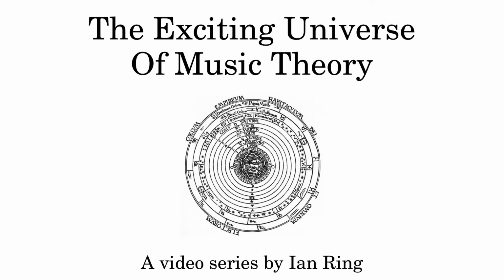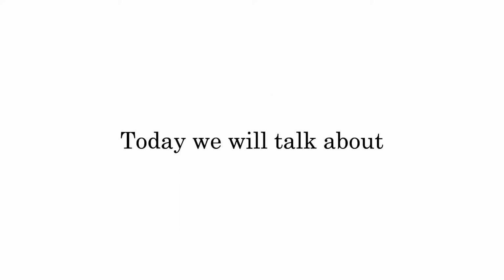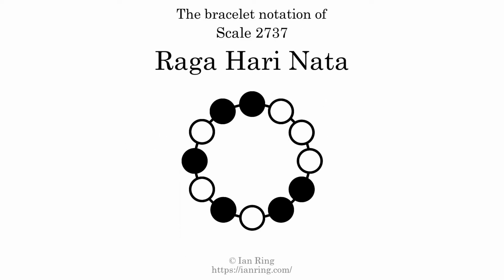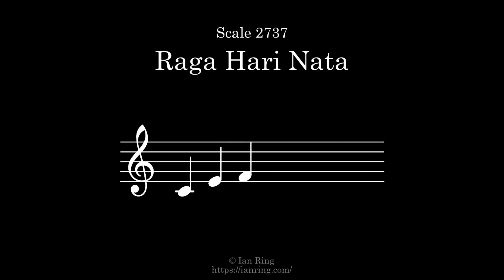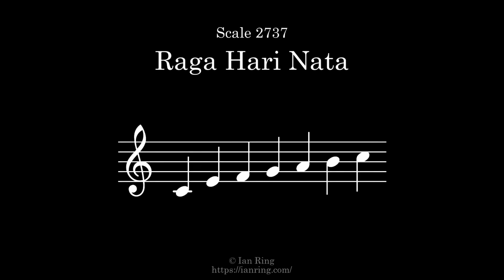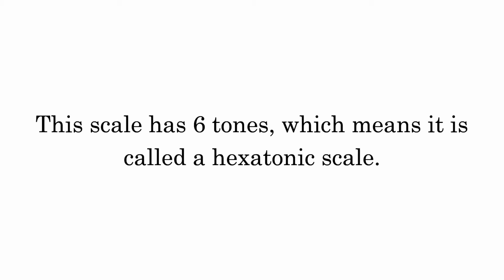Welcome to the exciting universe of music theory. Are you ready to learn? Then let's begin. Today we will talk about Scale 2737, Raga Hari Nata, which sounds like this. This scale has 6 tones, which means it is called a hexatonic scale.